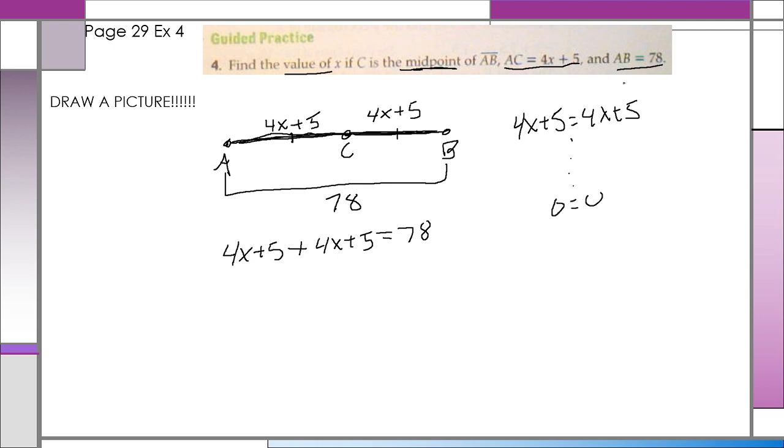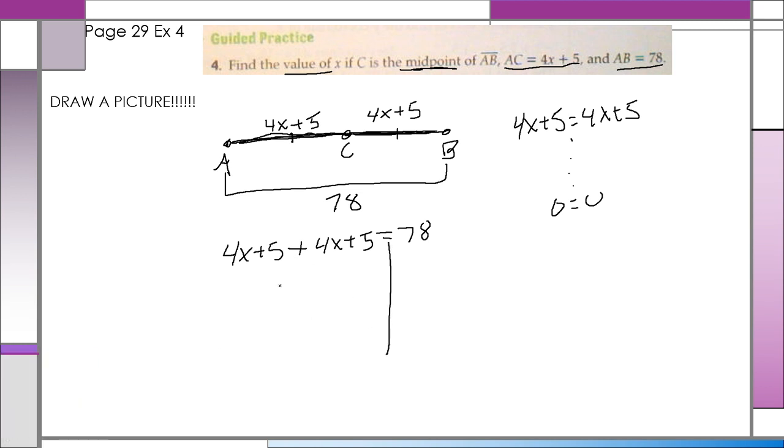So this setup, while accurate, is not going to lead you to a correct answer. Whereas this setup, small piece plus small piece equals large piece, is also a way you can set this up, and it will give you the answer you're looking for, which is the value of x. So sometimes you might have to set them equal to each other. Sometimes you might have to add them and set them equal to a bigger value, which in this case is the entire length of 78. Let's go ahead and solve this out.